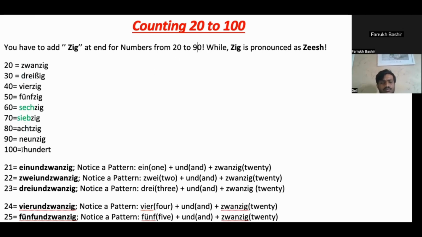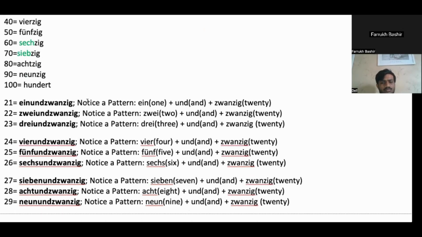And hundred, that can be 100 or simply you can write hundert. Hundert or 100. Okay. So these are decimal. Now we move towards numbers from 21 to 29. In English, we read like 21, 22. But in German, it is opposite.